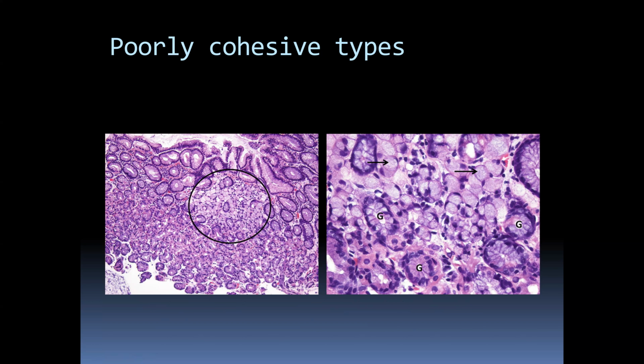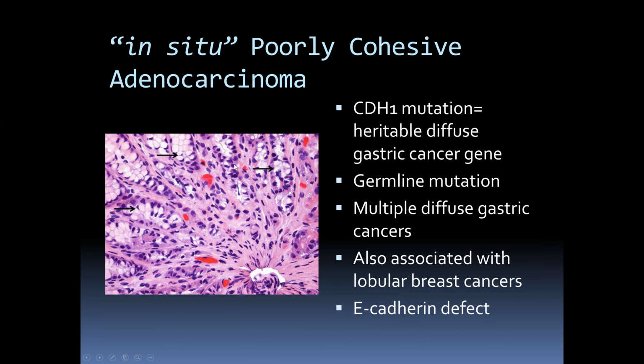An interesting concept is whether or not there's such a thing as in situ poorly cohesive or signet ring cell carcinoma. Certainly when we see it invading, and it can be quite subtle, it does have some distortion of the architecture, but an in situ lesion has been posited and may be related to a CDH1 mutation, which is a heritable gastric cancer gene that's fairly specific for the diffuse types of neoplasia.